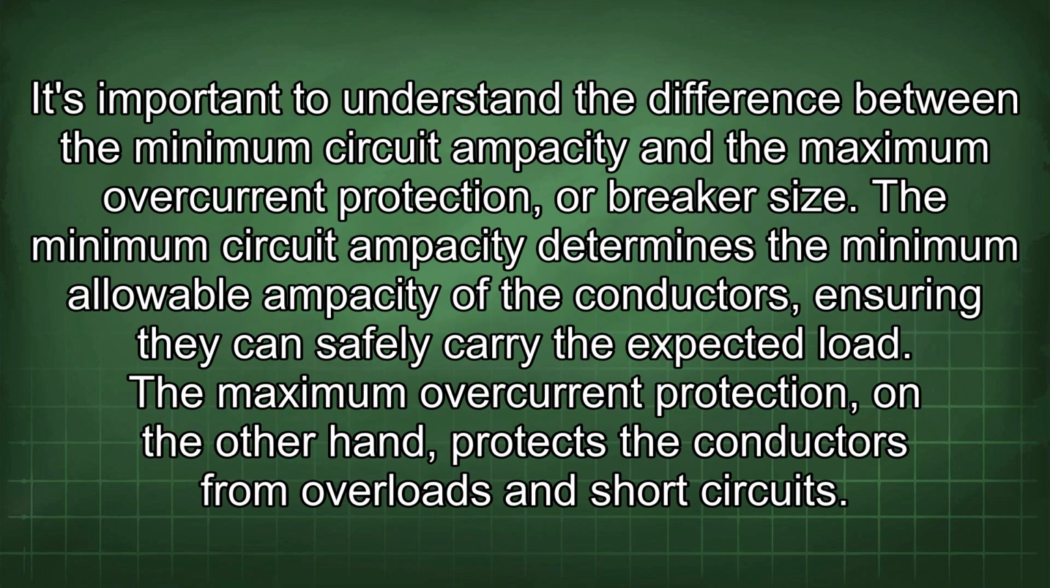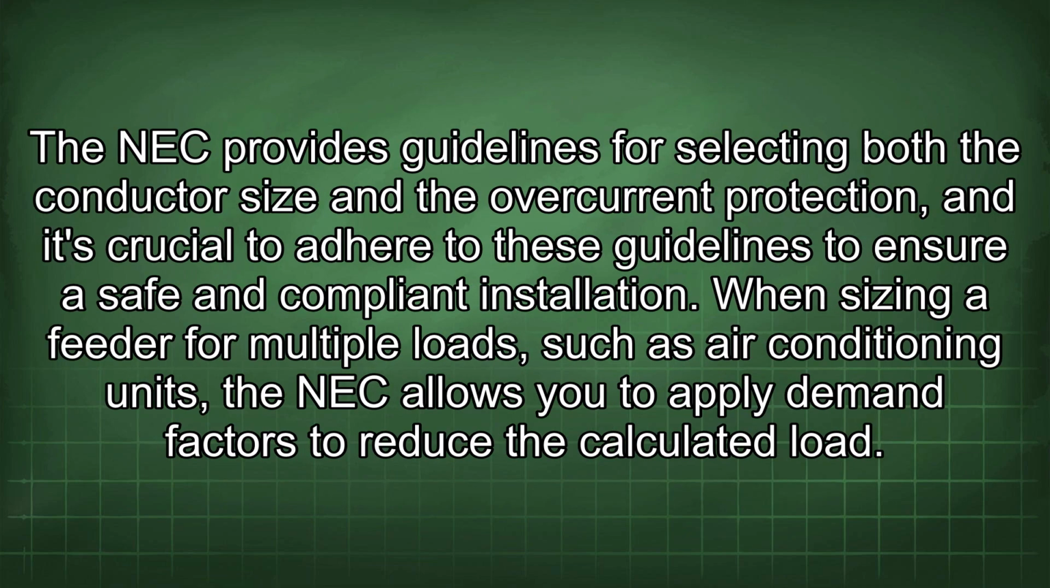It's important to understand the difference between the minimum circuit ampacity and the maximum overcurrent protection, or breaker size. The minimum circuit ampacity determines the minimum allowable ampacity of the conductors, ensuring they can safely carry the expected load. The maximum overcurrent protection, on the other hand, protects the conductors from overloads and short circuits. The NEC provides guidelines for selecting both the conductor size and the overcurrent protection, and it's crucial to adhere to these guidelines to ensure a safe and compliant installation.